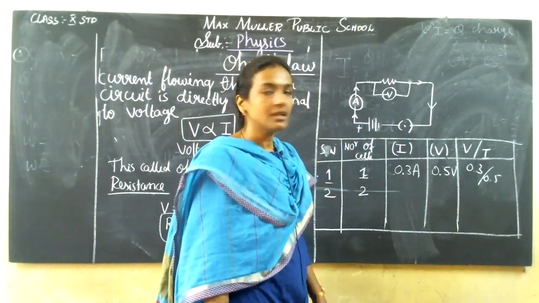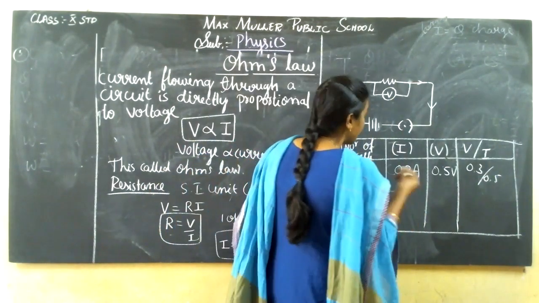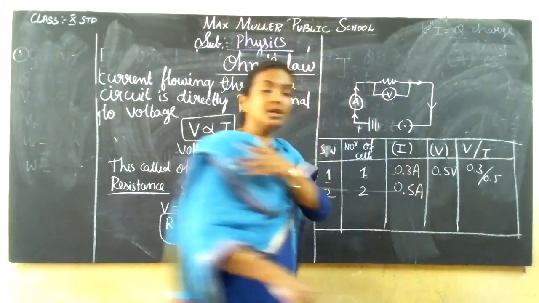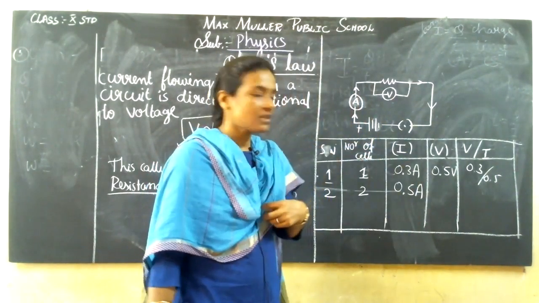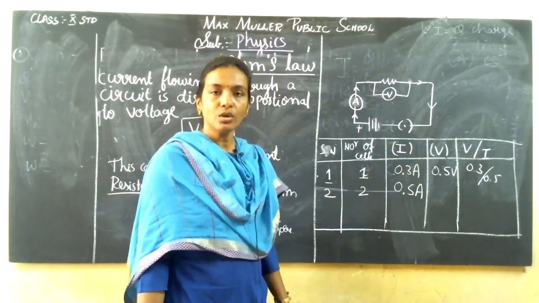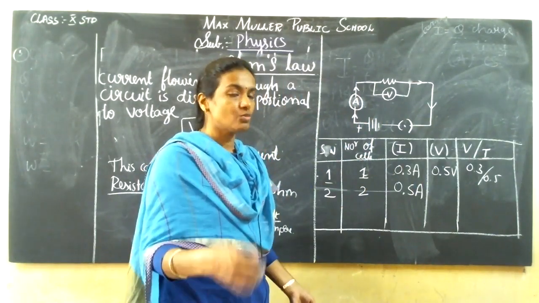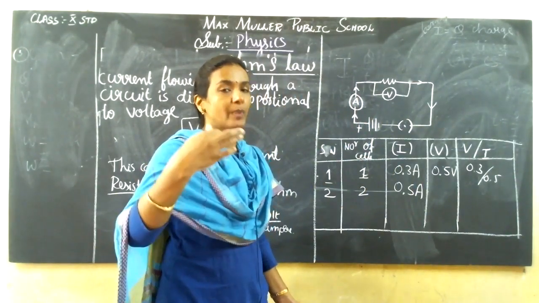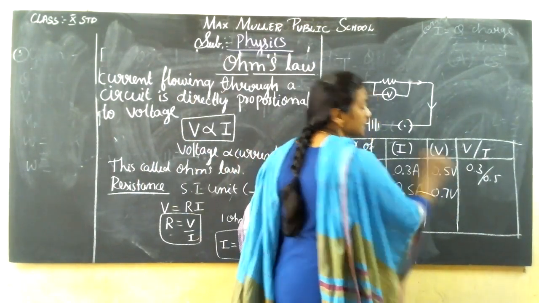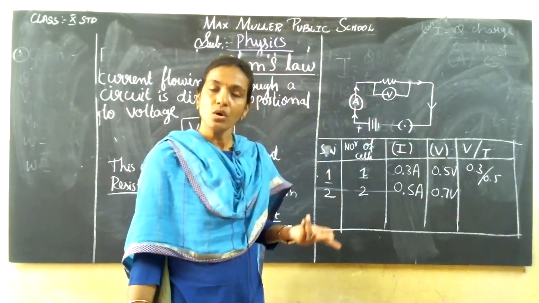What can you see there? You can see in the ammeter that the current is more here. The SI unit of current is ampere, so I have written A here. Yes or no? When the current is more, let us go to the respective voltmeter. What we can see here is that the voltage is also more.